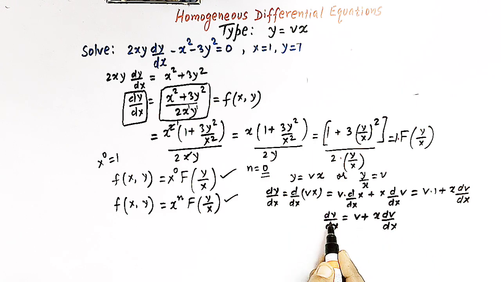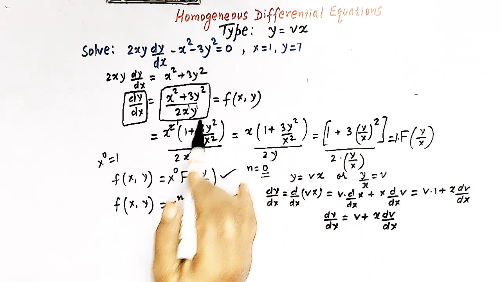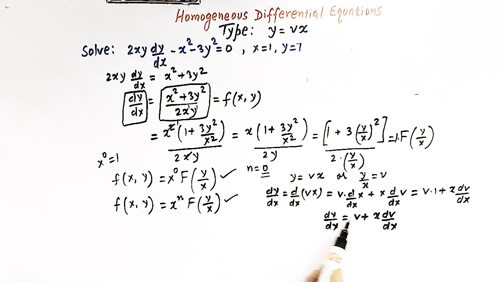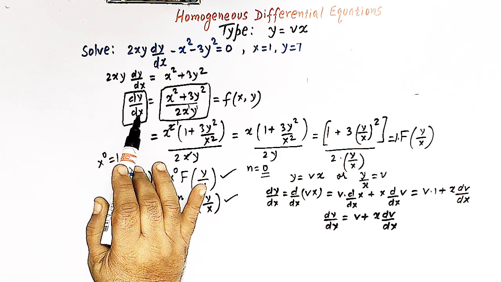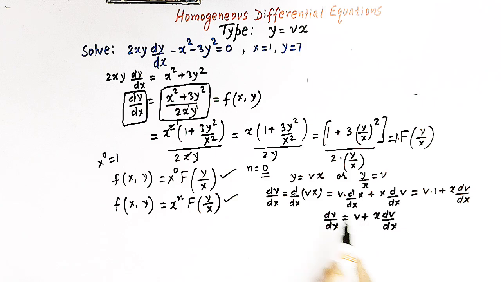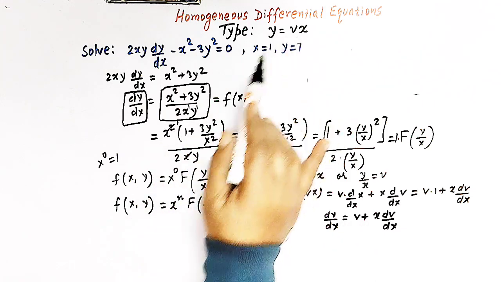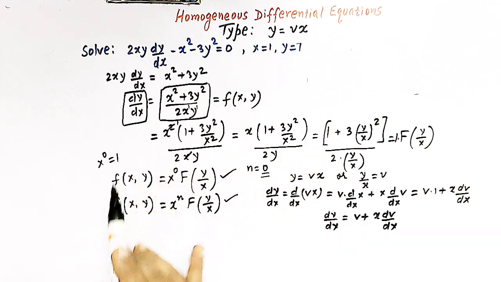So let us make this substitution, that is dy over dx is equal to v plus x times dv over dx, and y is equal to vx in this equation.